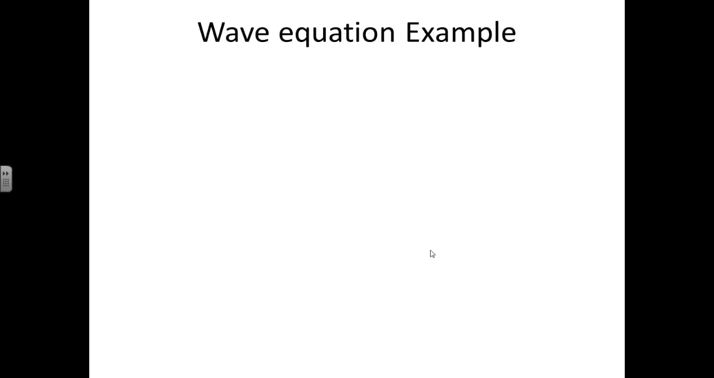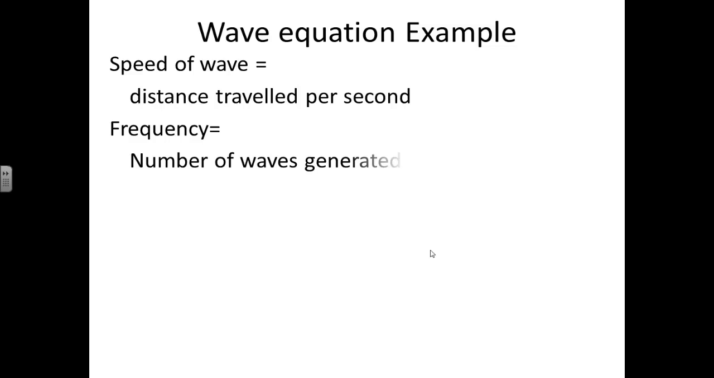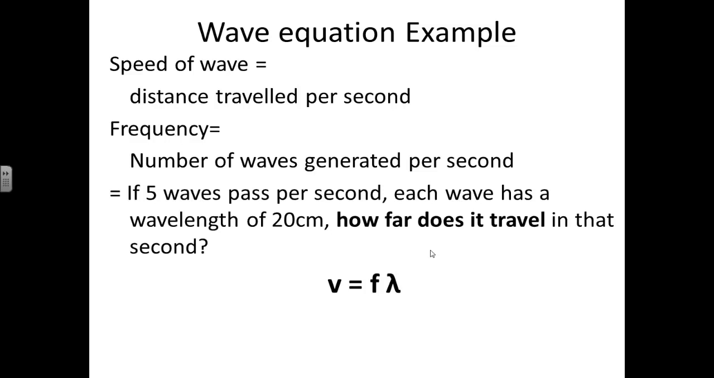Let's look at an example of this. The speed of the wave is equal to the distance travelled per second. The frequency is equal to the number of waves generated per second, the number of waves that go past you per second. So let's say 5 waves pass per second, in other words the frequency is 5 Hertz, and each wave has a wavelength of 20 centimeters.